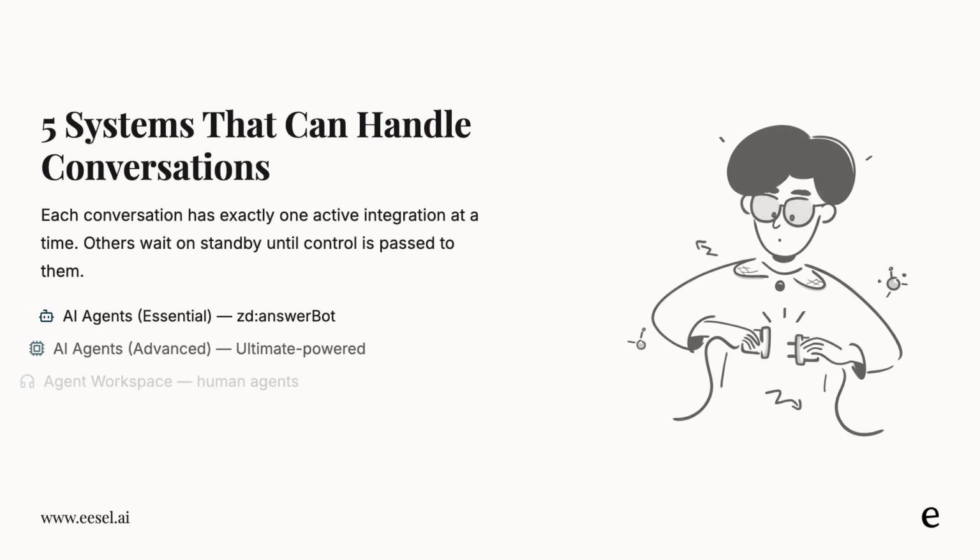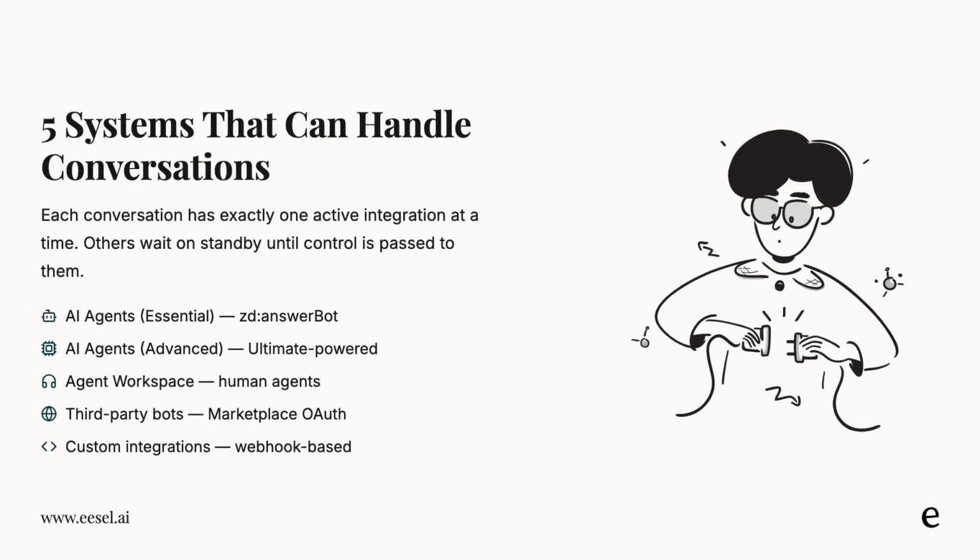Switchboard manages 5 types of systems that can handle conversations: the native AI agent, the ultimate powered advanced AI, the agent workspace for humans, third-party bots from the marketplace, and custom webhook integrations. Only one can be active at a time. The rest wait on standby until control is passed to them.